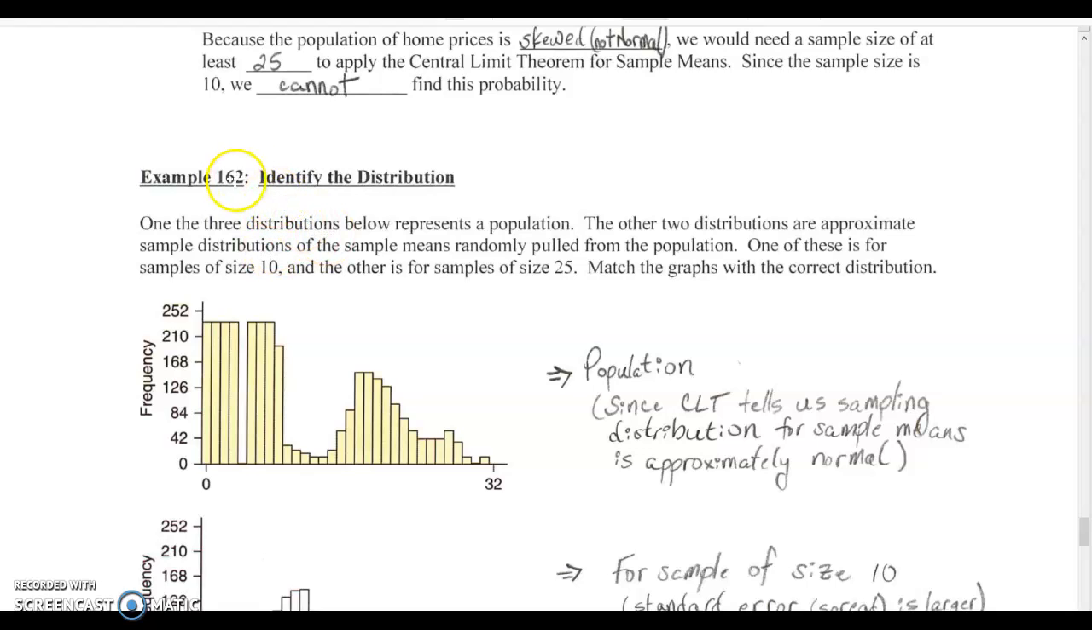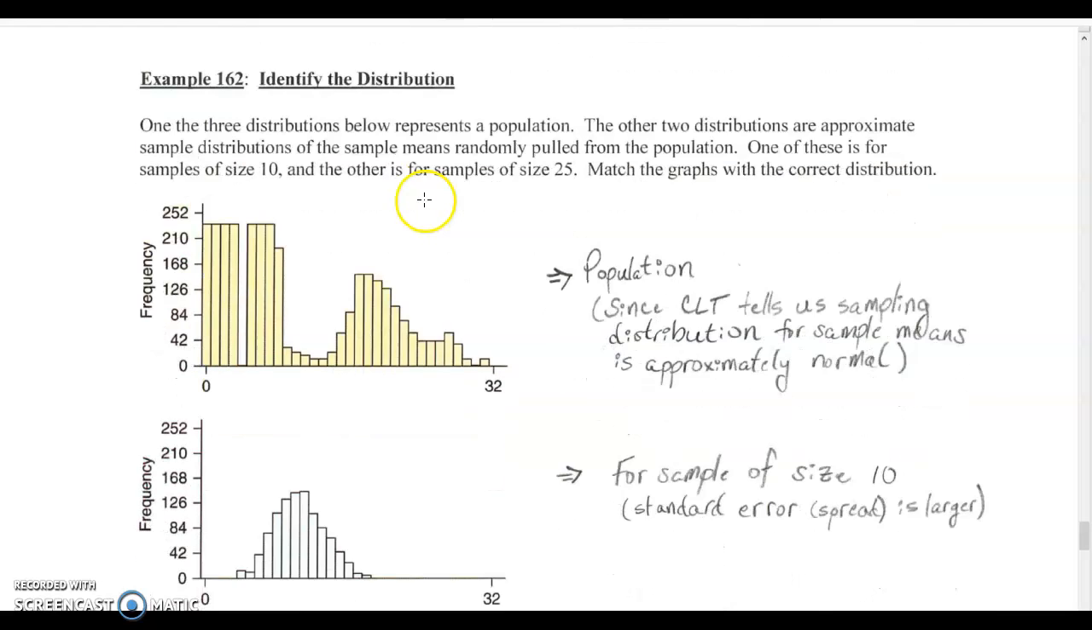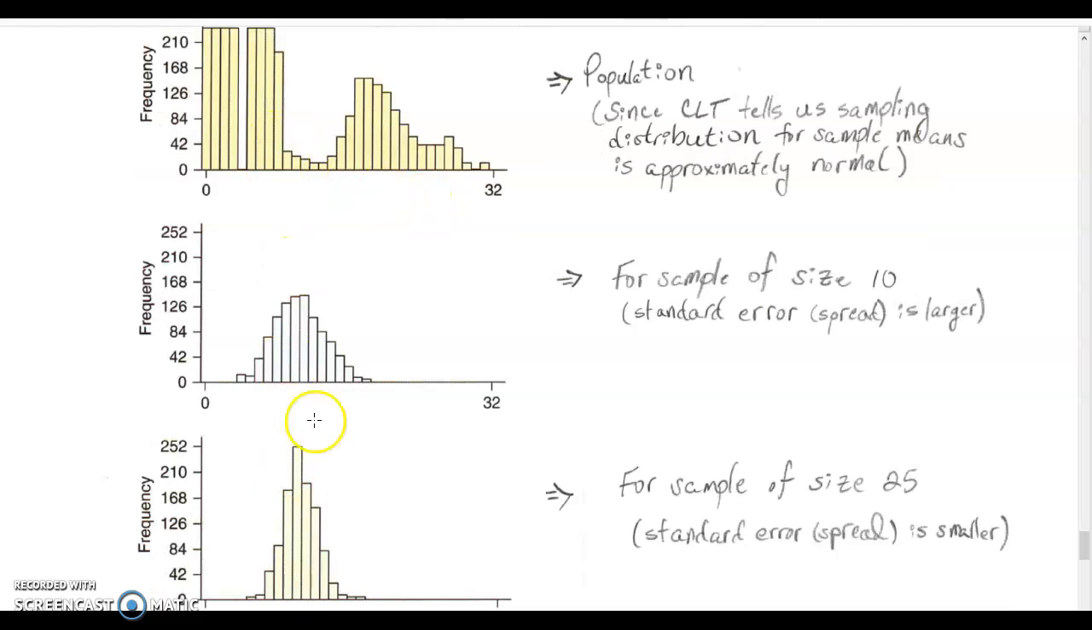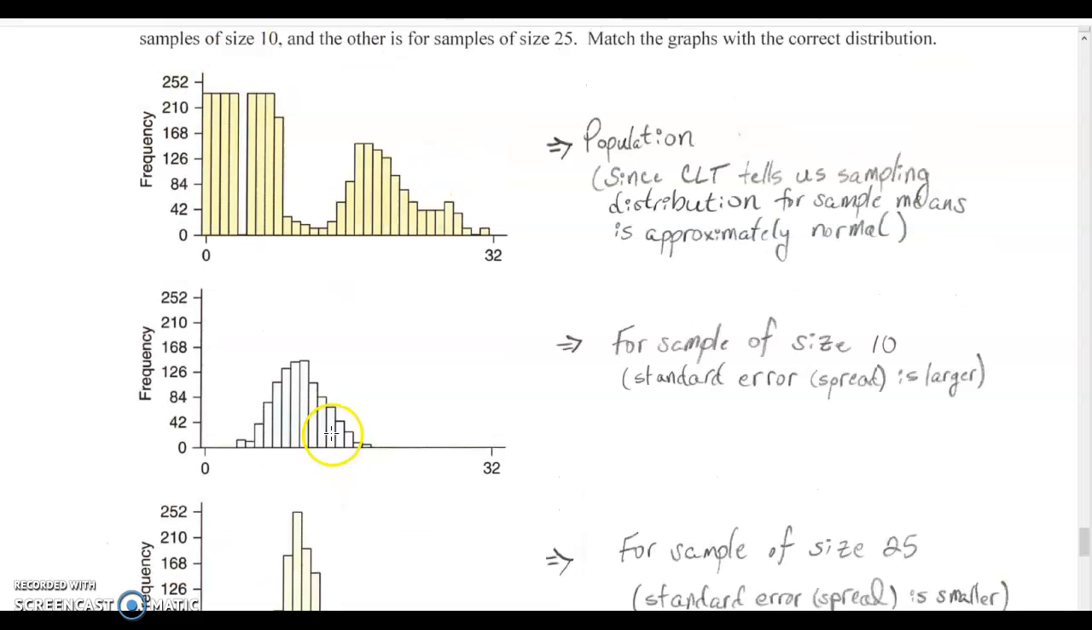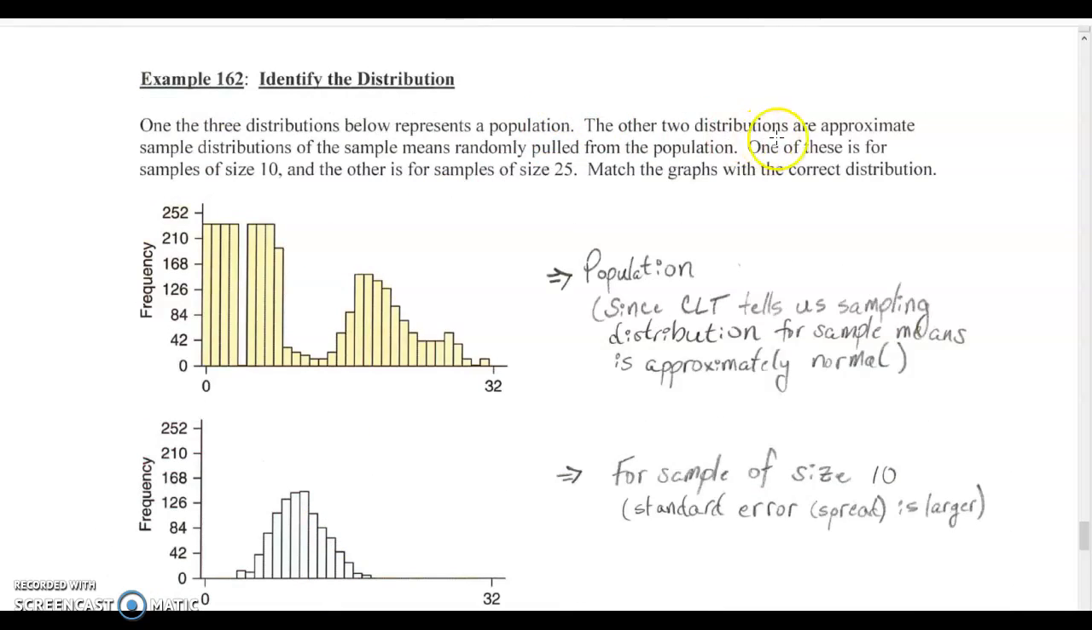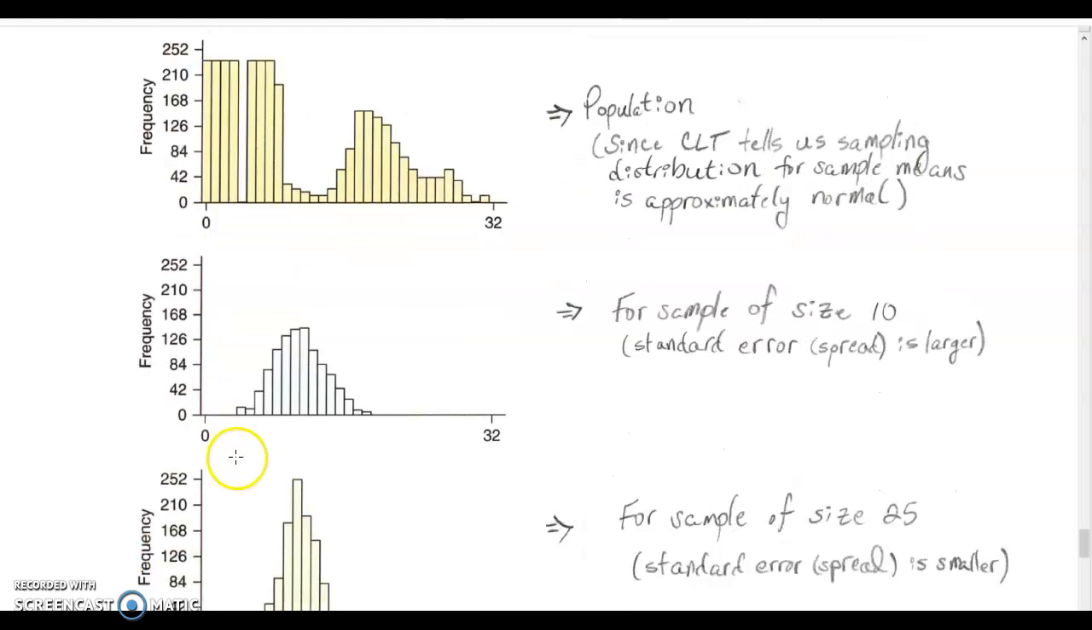So here I want to do an example I've titled Identify the Distribution. One of the three distributions below represents a population. So I placed three distributions here. One of them represents a population. The other two distributions are approximate sampling distributions of the sample means randomly pulled from the population. One of these is for samples of size 10 and the other is for samples of size 25. Okay, so we're going to match the graphs with the correct distribution.